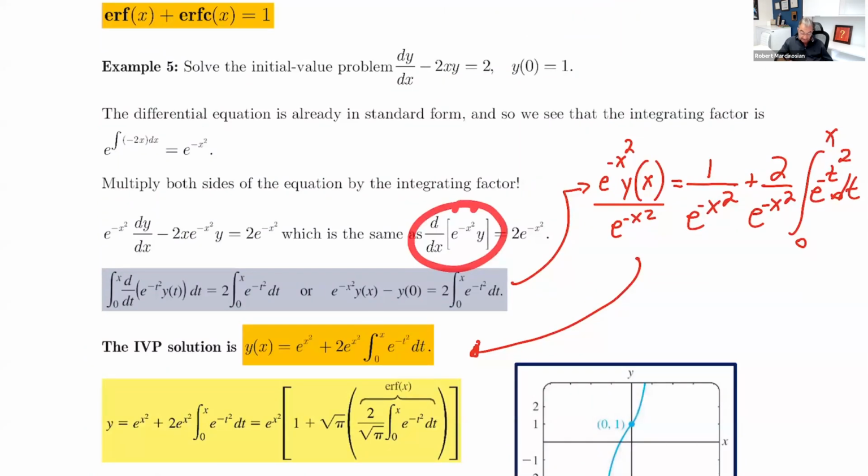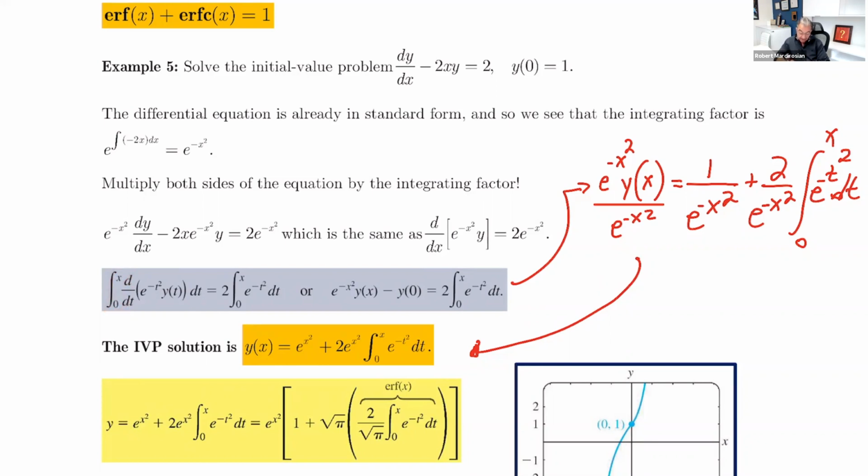Now once we get that, if we take the integral of both sides, we can use t here. So we can say d over dt of e to the negative t squared times y of t dt equals, on that side, the same thing. So the integral of that, if we do that, we know it's going to be e to the negative x squared times y of x minus y of 0. Use the limits to substitute.